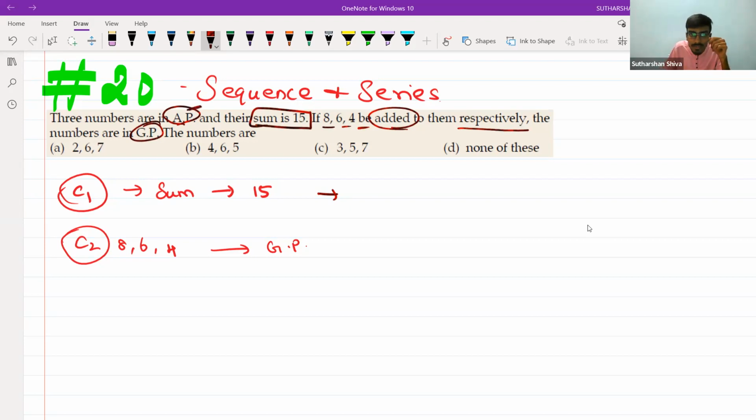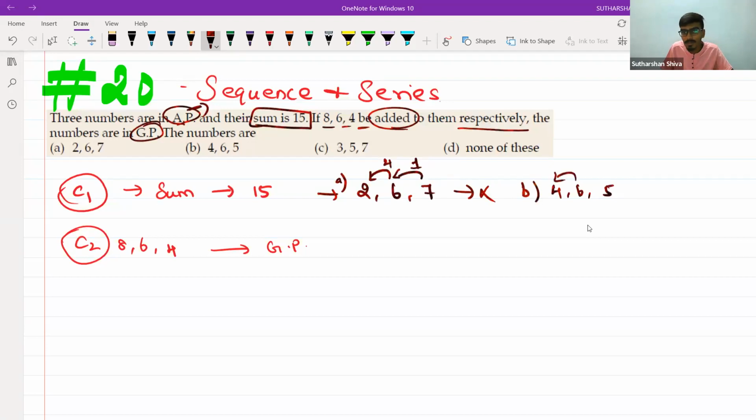But you need to understand AP. AP means the differences should be the same. Take 2, 6, and 7. The differences are 6 minus 2, 4, and 7 minus 6, 1. The differences are not the same, so it is not correct. Then option B: 4, 6, and 5. 6 minus 4 is 2, 5 minus 6 is minus 1. The difference is not the same, so it is not the answer.